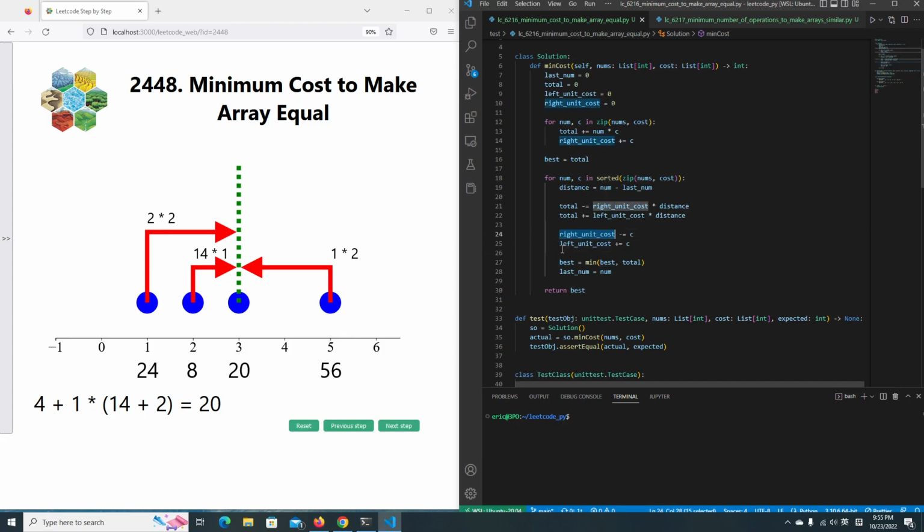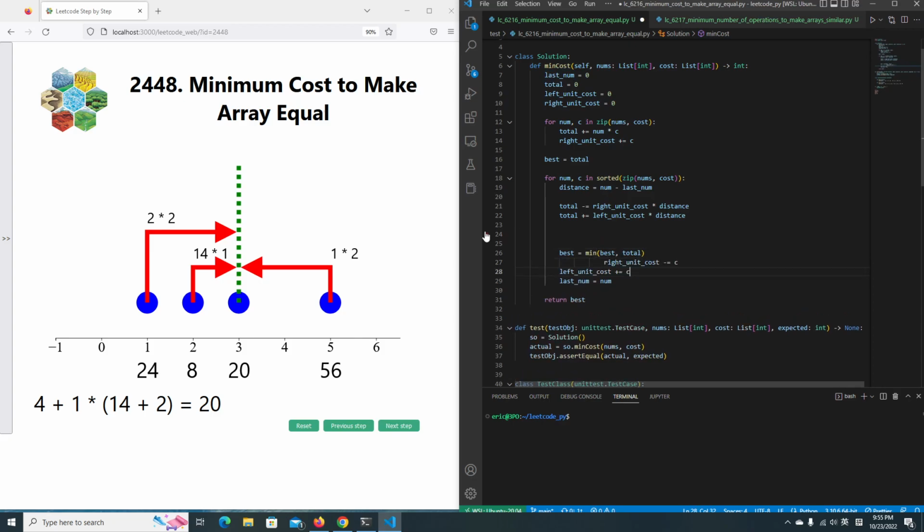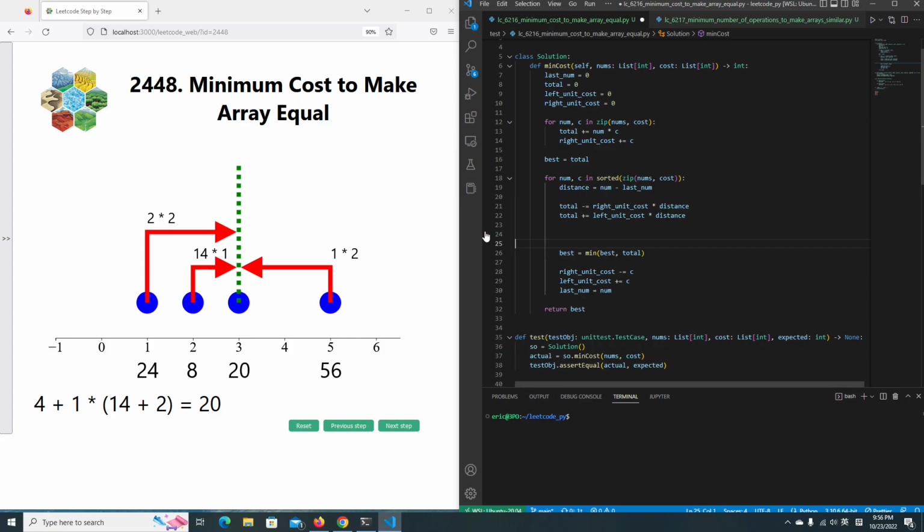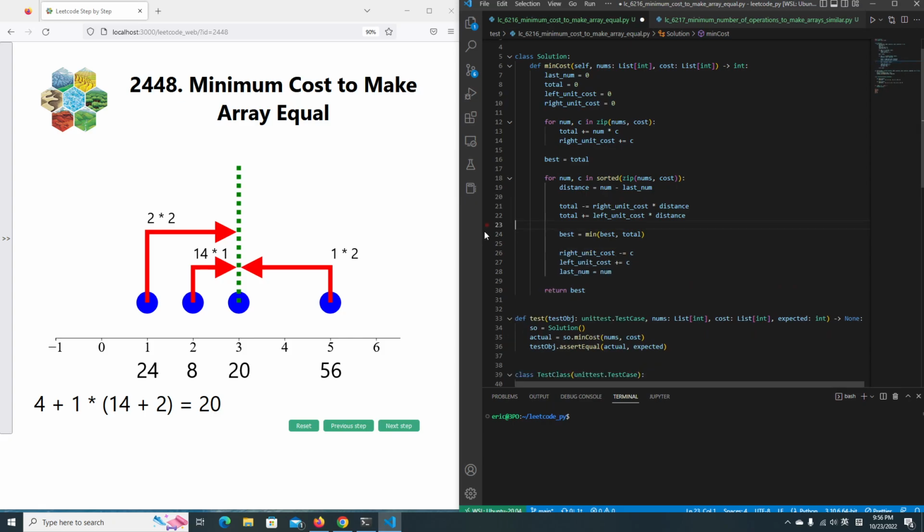At last, we'll update right unit cost and left unit cost and last number. I think I should move those ones here. Okay, lastly, we return best.